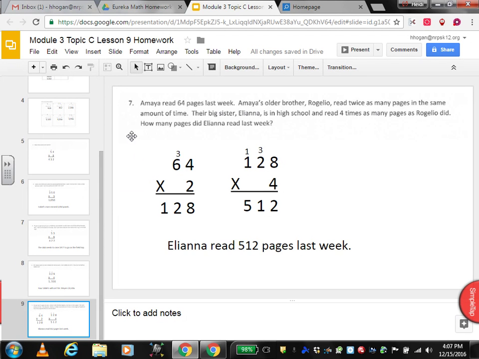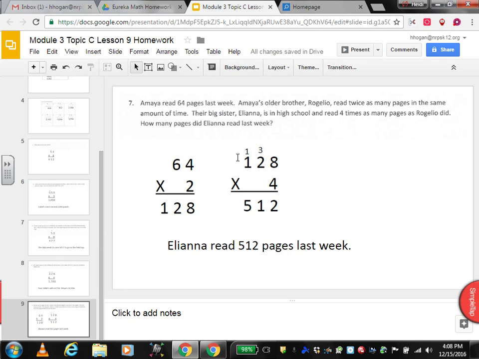it's a 2-stepper. Amaya read 64 pages last week. Amaya's older brother Rogelio read twice as many pages in the same amount of time. So we want to figure out how many pages Rogelio read. So 64, he read 2 times as many. 2 times 4 is 8. No regrouping. 2 times 6 is, so this shouldn't be here. That's weird. Okay, just cut and paste there. 2 times 4 is 8. 2 times 6 is 12. So Rogelio read 128 pages.